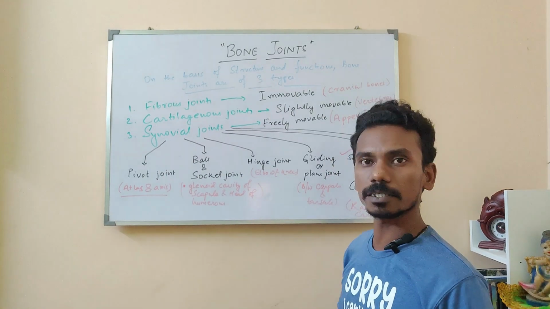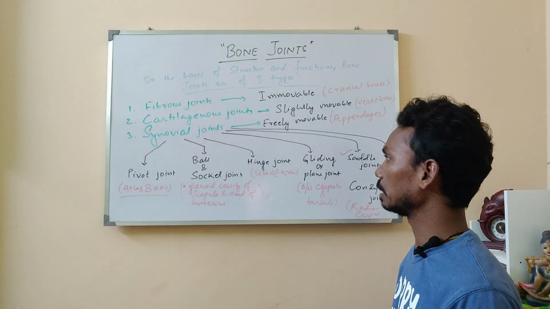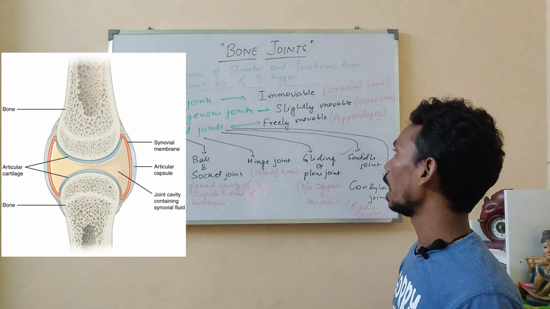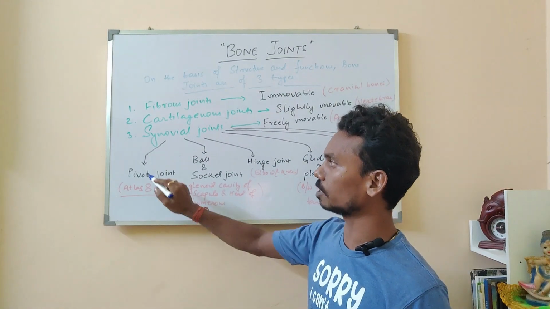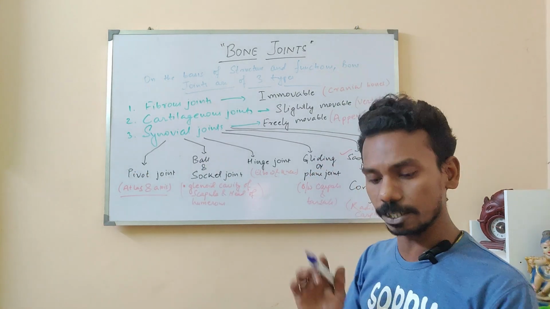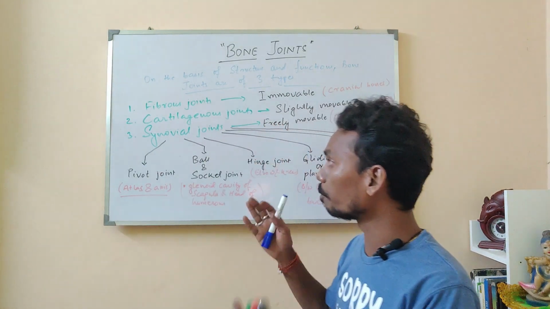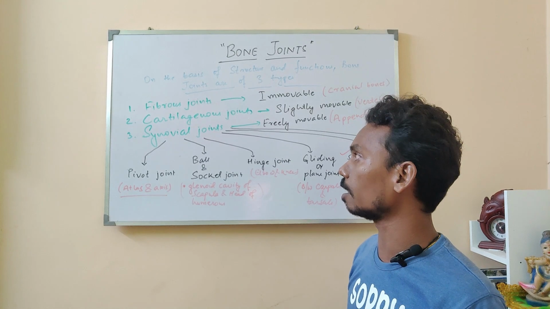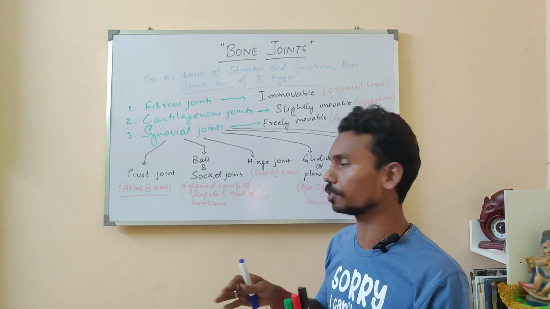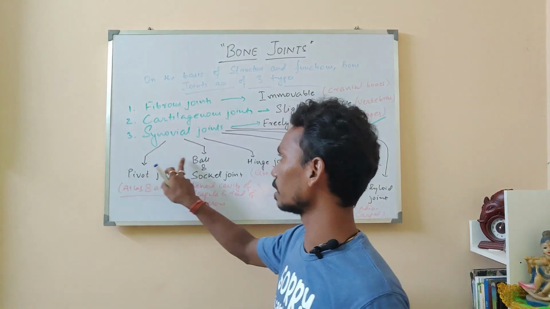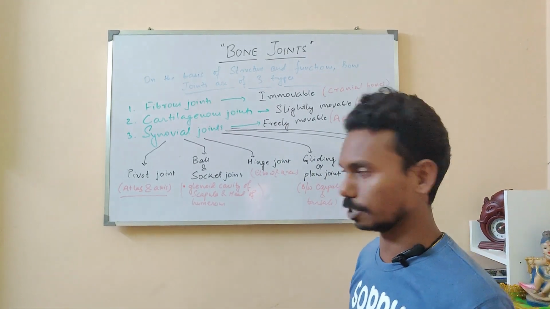Let's come to the actual point, which is synovial joints. Synovial fluid is present in these joints, and these joints are freely movable. You can find these kinds of joints in your appendages. There are 6 important synovial joints present in our body: the pivot joint, ball and socket joint, hinge joint, gliding or plane joint, saddle joint, and condyloid joint.